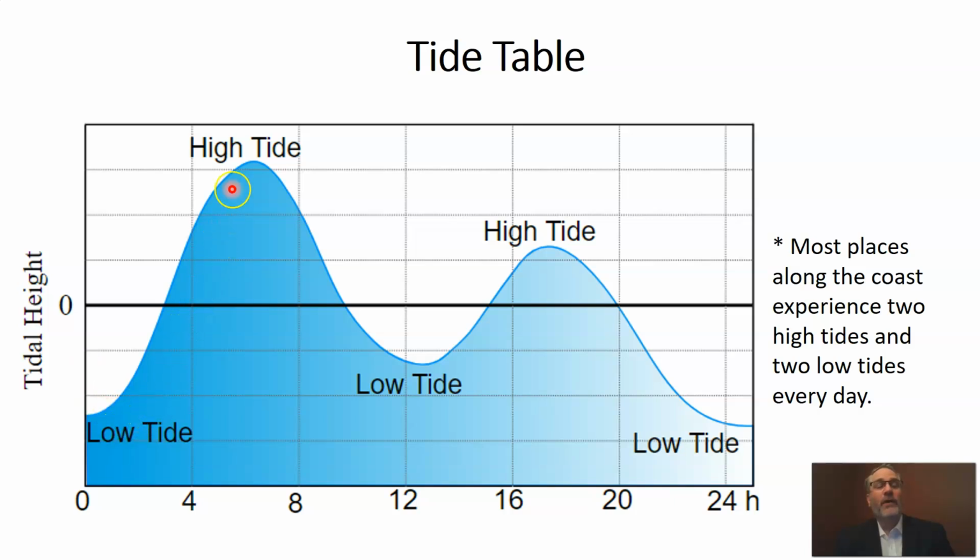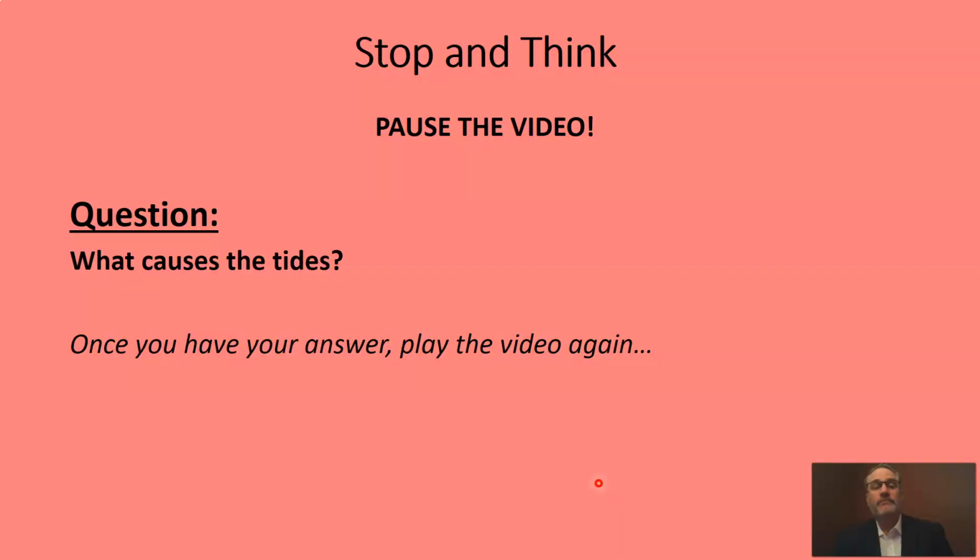We go from a low tide to a high tide to a low tide to a high tide to a low tide. And for most places, it's pretty safe to say that most places along the coast experience 2 high tides and 2 low tides every day. So over a 24-hour period, you're going to see 2 high tides and 2 low tides. And so that's important to keep in mind. That's one of our objectives.